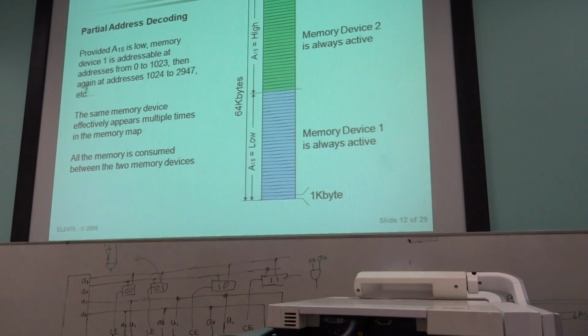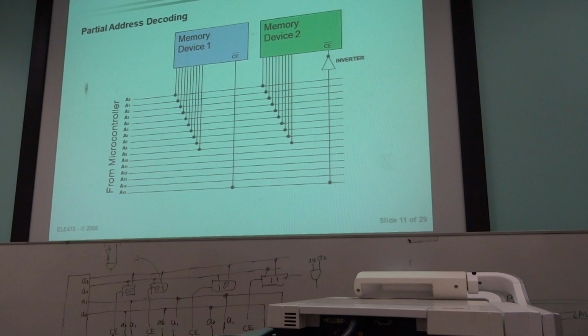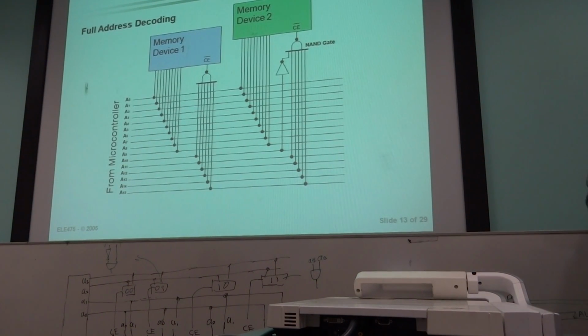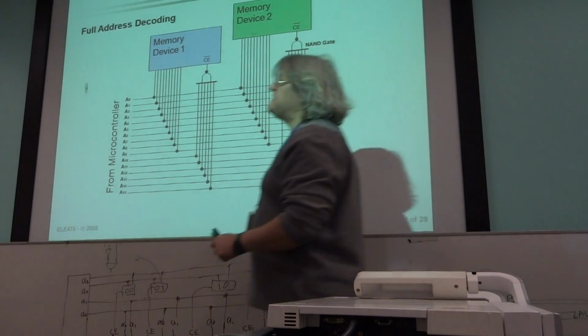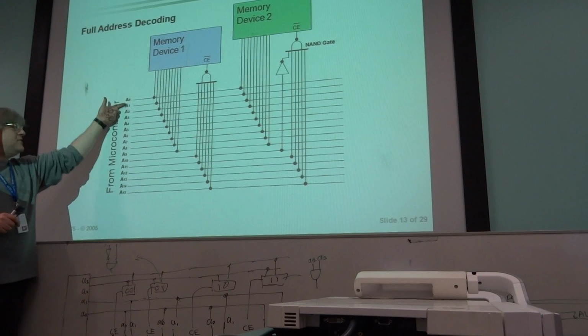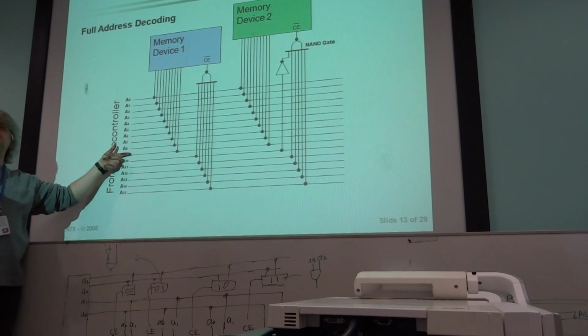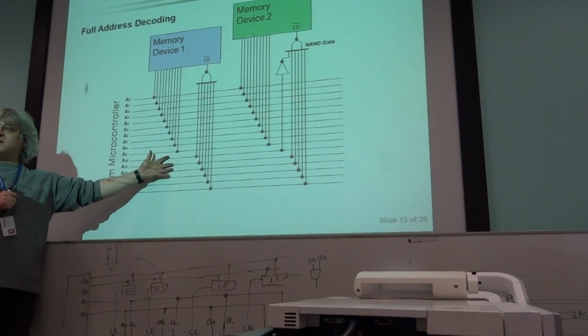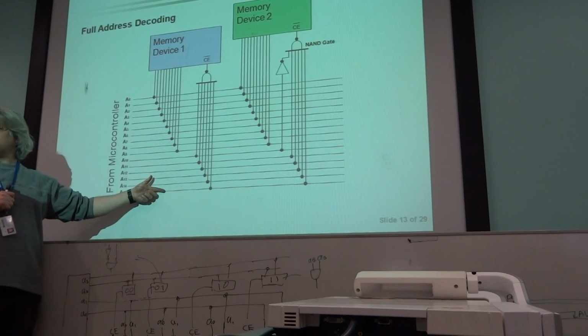Let's just have a quick look at the other extreme. Have I got the other extreme here? Yeah. This is an example of full address decoding. You'll notice A0 to A9 is wired up just the same as it was before for accessing the internal memory locations within each device. What's different is what we do with the rest of the address lines.